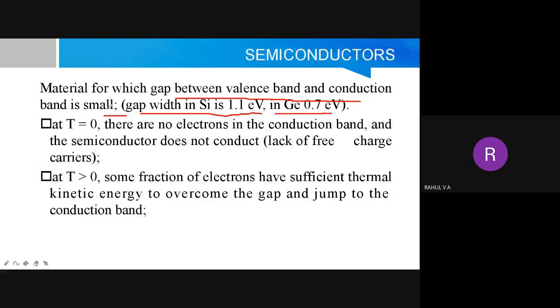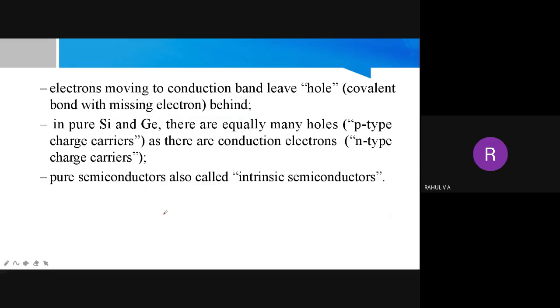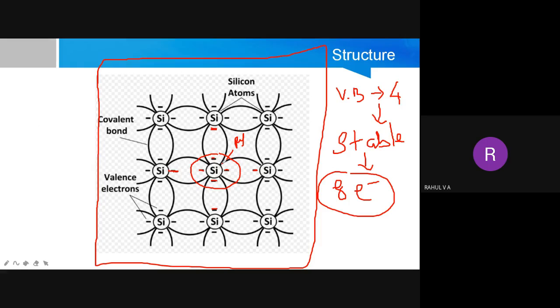At T equal to 0, at 0 temperature, there are no electrons in the conduction band and the semiconductor does not conduct. When T is greater than 0, some fraction of electrons have sufficient thermal kinetic energy to overcome the gap and jump to the conduction band. That means even though such a bond is formed, as temperature increases the bond can break and there is a possibility of free electrons.